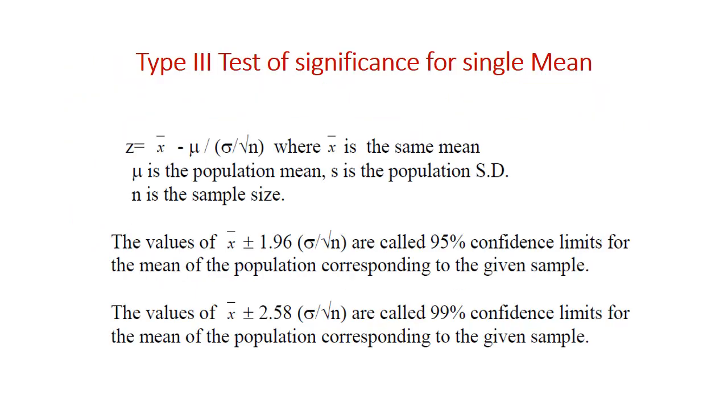Next, let us see the type 3, test of significance for single mean. So Z equals x bar minus mu divided by sigma by root of n, where x bar denotes the sample mean, mu denotes the population mean, sigma denotes the population standard deviation, and n is the sample size. The values of x bar plus or minus 1.96 sigma by root of n are called 95% confidence limits for the mean of the population corresponding to the given sample. And the values of x bar plus or minus 2.58 sigma by root of n will give the 99% confidence limits.